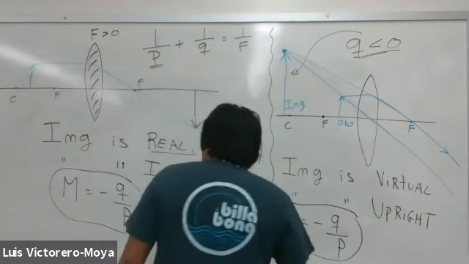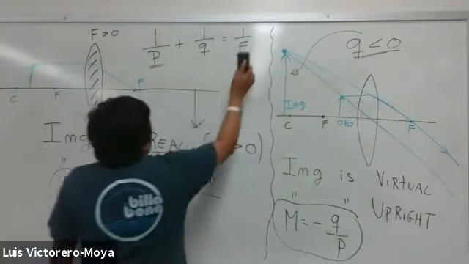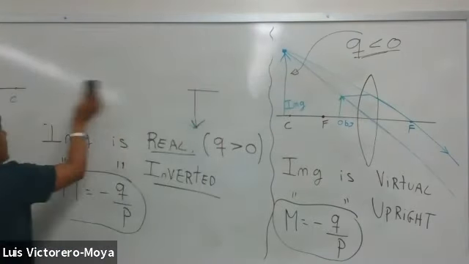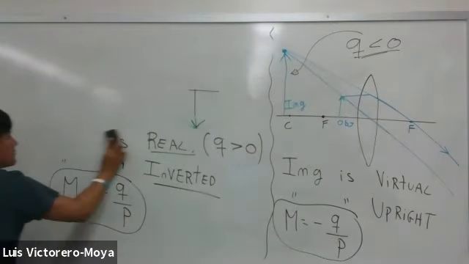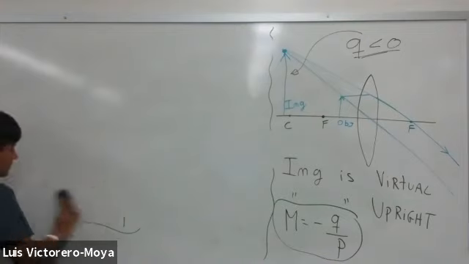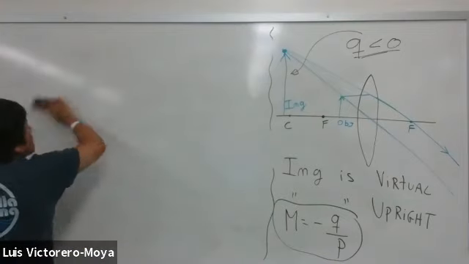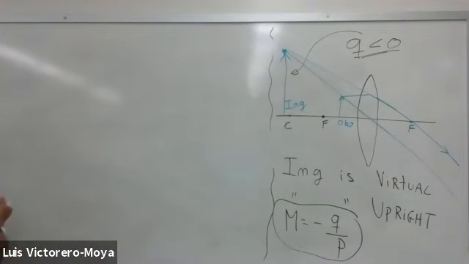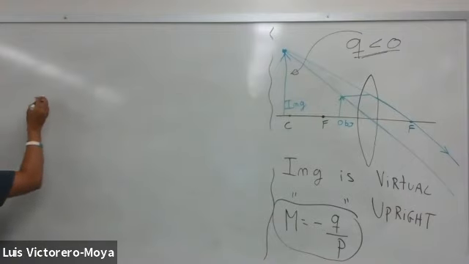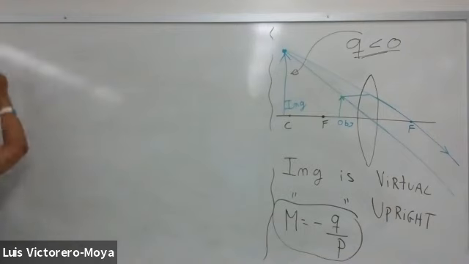Actually, let's use this problem to show you a diverging lens. So this was a convex lens, now a concave lens. There are not two cases or three cases. There is just one case with a concave lens.